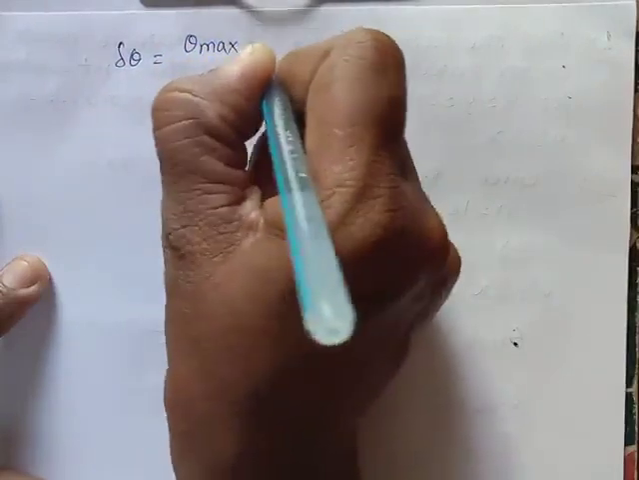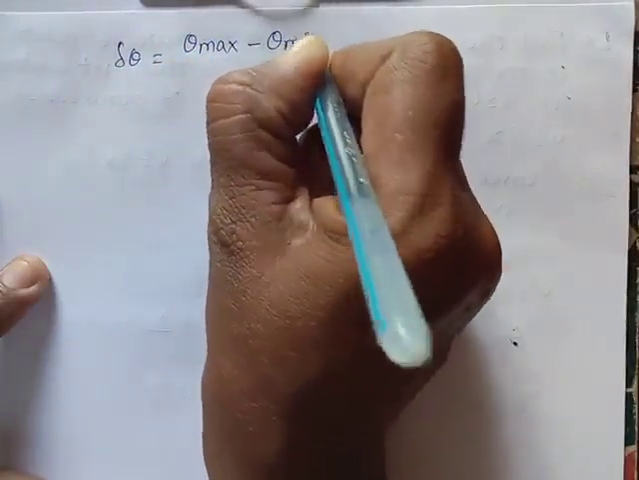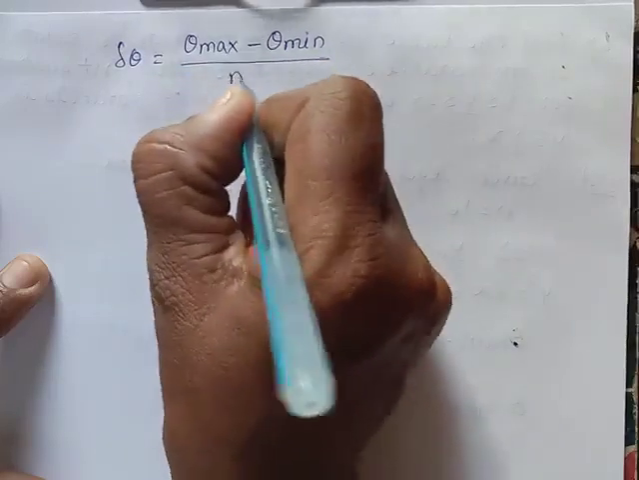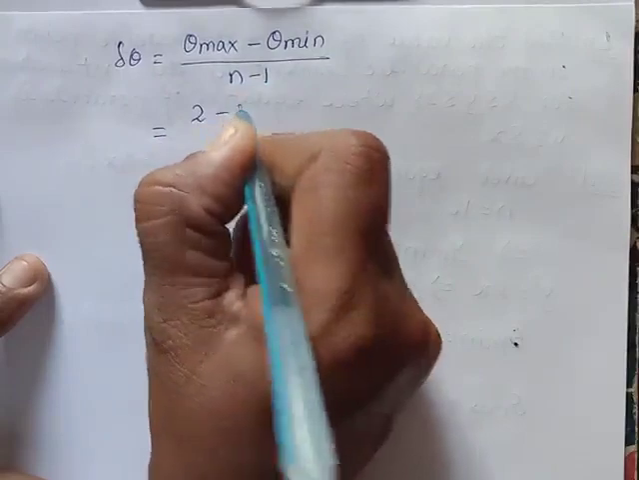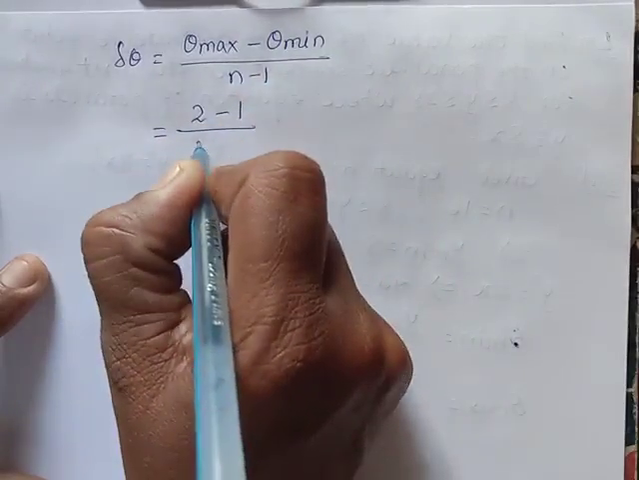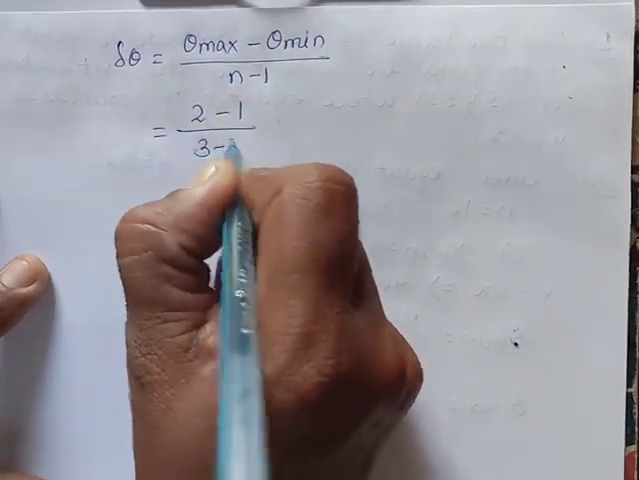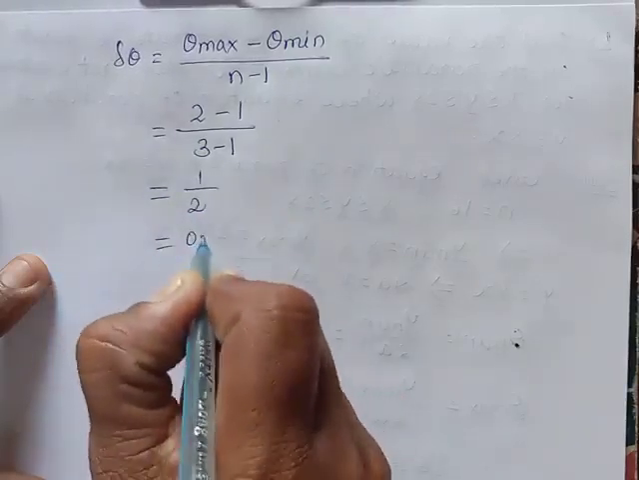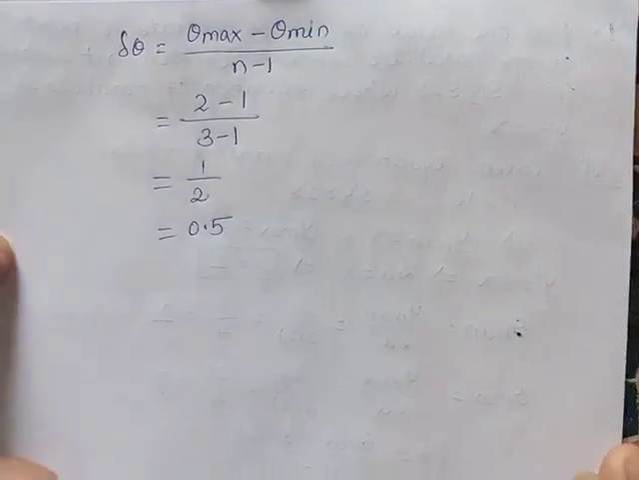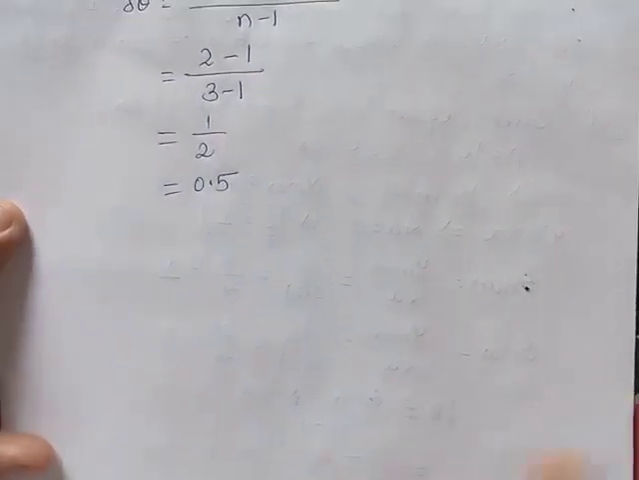Delta theta is theta maximum minus theta minimum upon what? n minus 1. Now as we have found, theta maximum is 2, theta minimum is 1, n is what? 3. So 3 minus 1 is 2. So it is 1 by 2, and that is 0.5. Delta theta is 0.5. Fine.